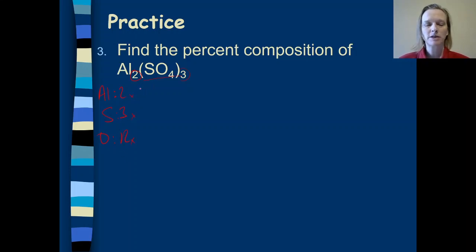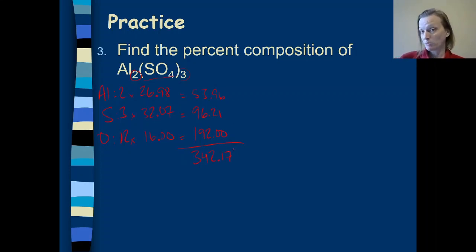According to the periodic table, the molar mass of aluminum is 26.98. For sulfur, it is 32.07. And for oxygen, we have 16.00. Doing all of my multiplications, because I have 2 atoms of aluminum, 53.96. Because I have 3 atoms of sulfur, I have 96.21 grams per mole total of sulfur. And 12 times 16 is 192.00 grams of oxygen. Adding all of those values together gives me a total molar mass of 342.17.